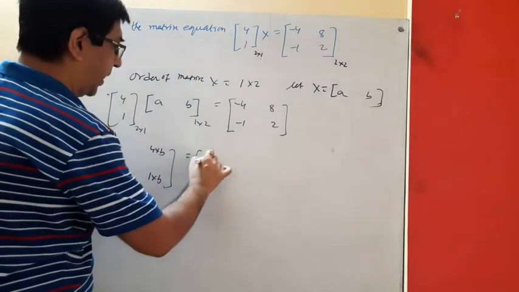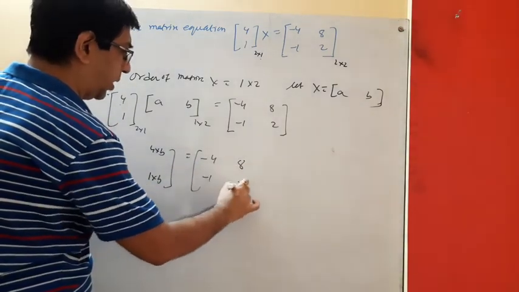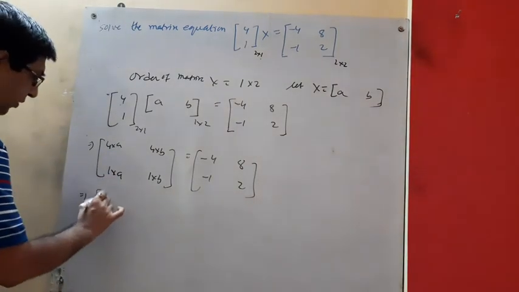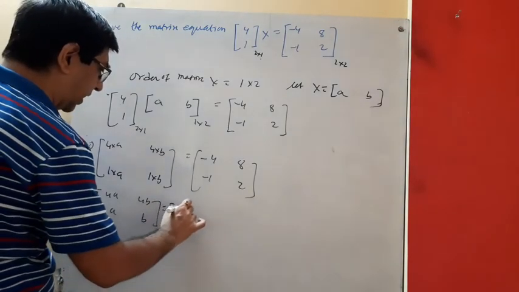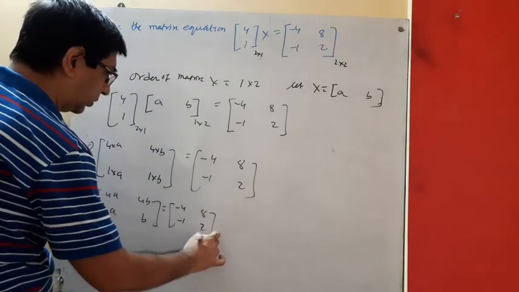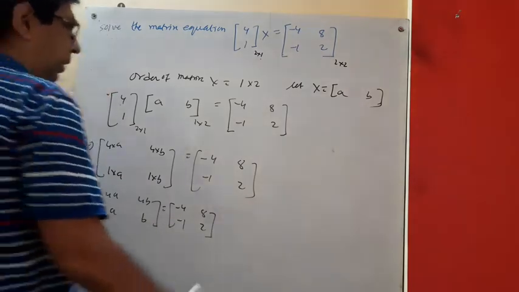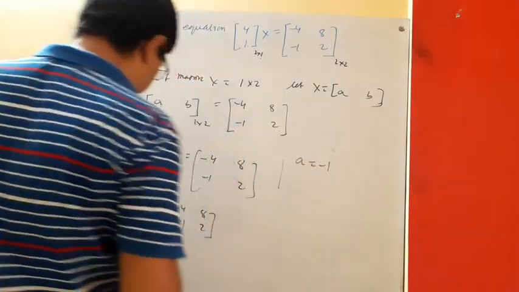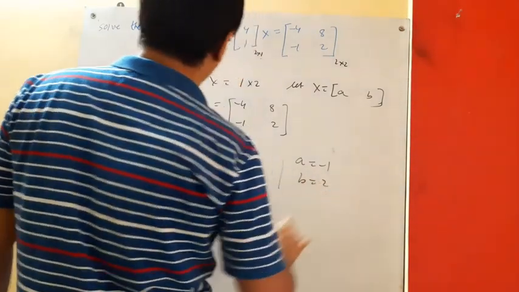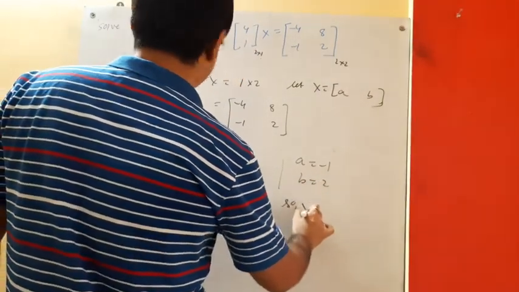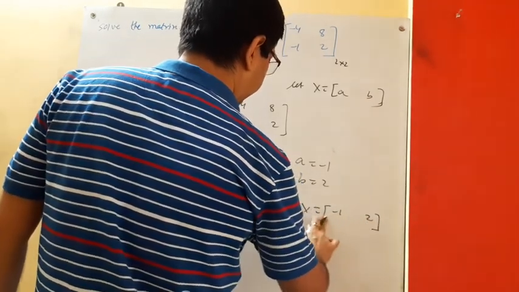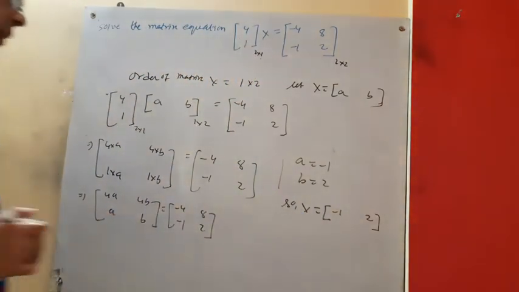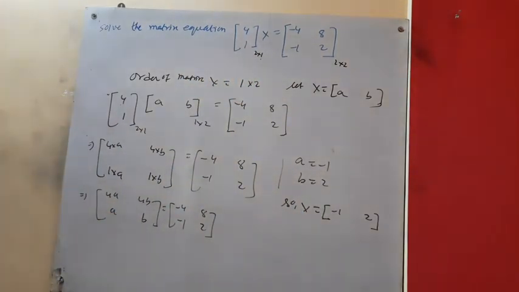So this is minus 4, 8, minus 1, 2. So what we are getting? 4A, 4B, B. That is equal to minus 4, 8, minus 1, 2. So by comparing we get A equal to minus 1 and B equal to 2. Okay. So X equal to minus 1, 2. So this is the solution of the matrix.